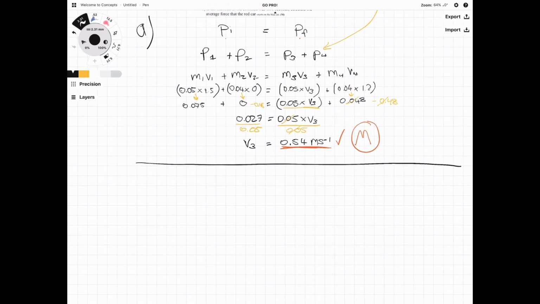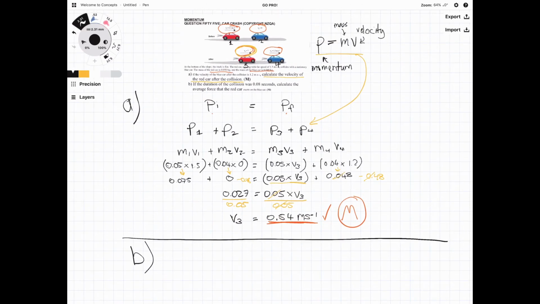Down here, we're going to do B. Our next part, the question asks us, if the duration of the collision was 0.08 seconds, so we know already that delta T, or change in time, is 0.08 seconds. Cool. Calculate the average force that the red car exerts on the blue car. Okay, so it's asking us to find force.